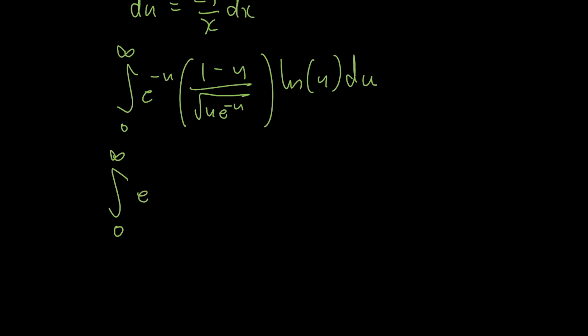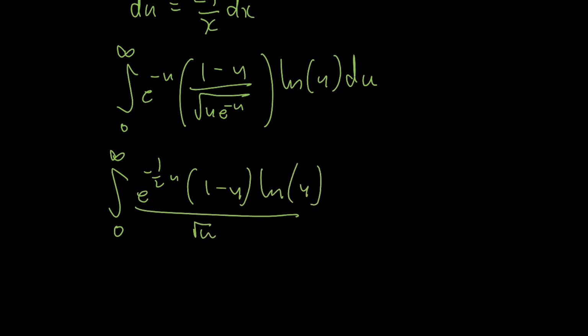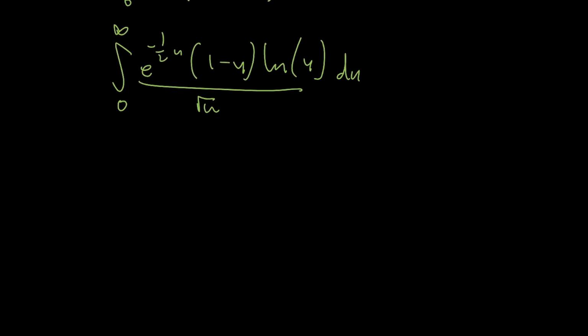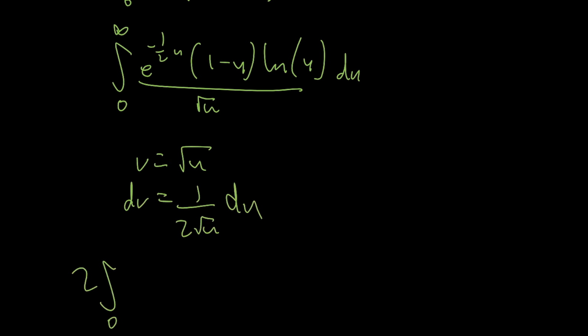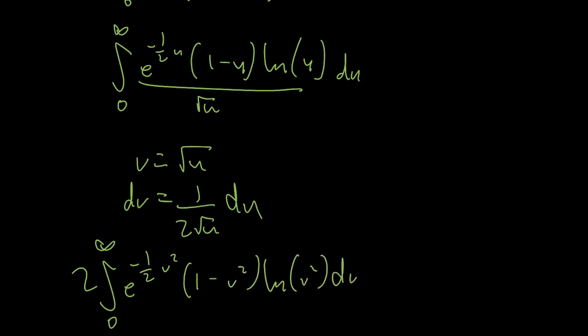We get e to the minus a half u times (1 minus u) times the natural log of u over square root u du. So we're going to get rid of that square root u term by doing substitution for it. So you do v equals square root u, dv equals 1 over 2 square root u du. So now we just have the same bounds as before, but 2 out the front. And now we have e to the minus a half v squared times (1 minus v squared) times the natural log of v squared dv.